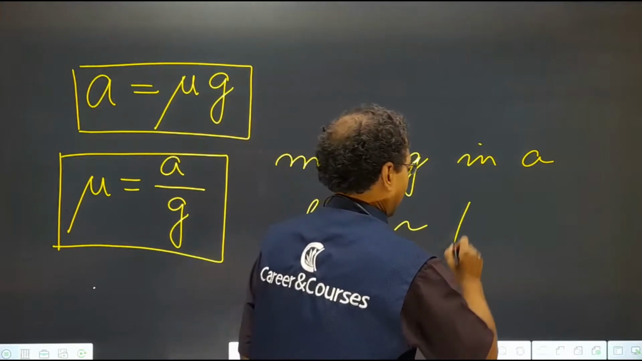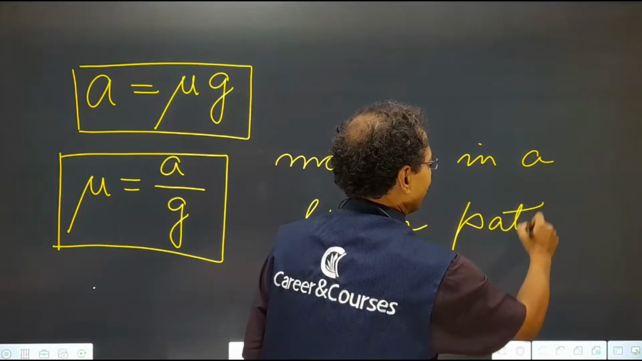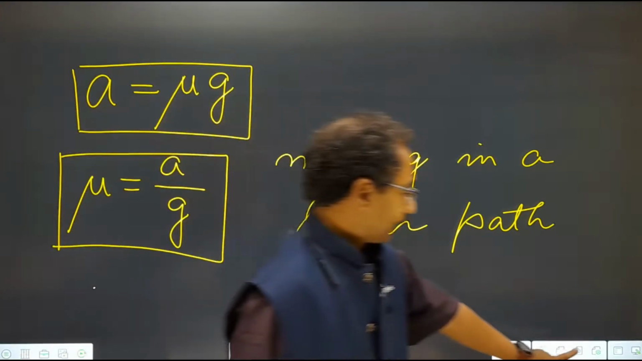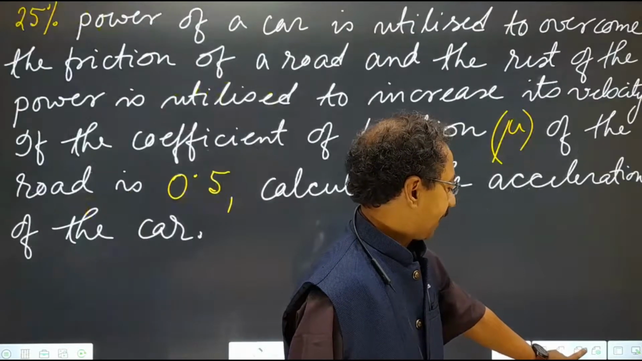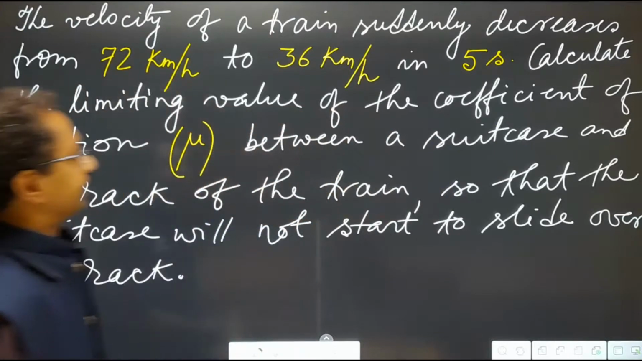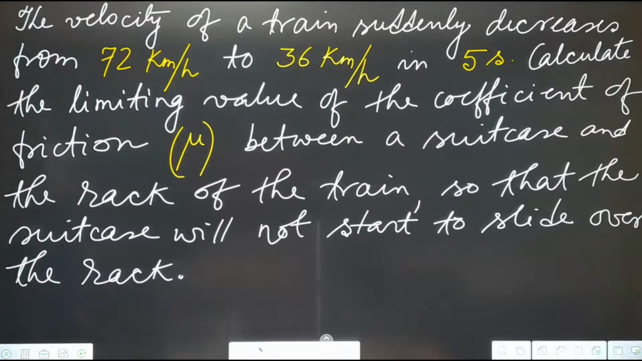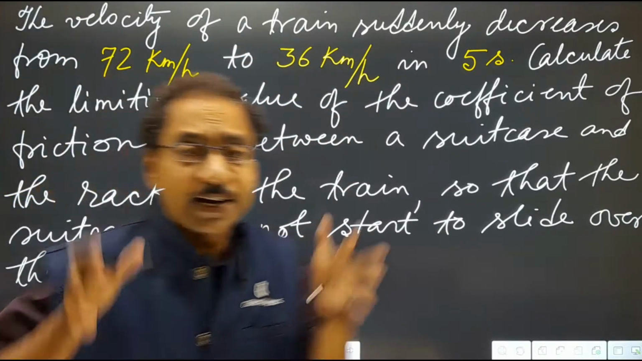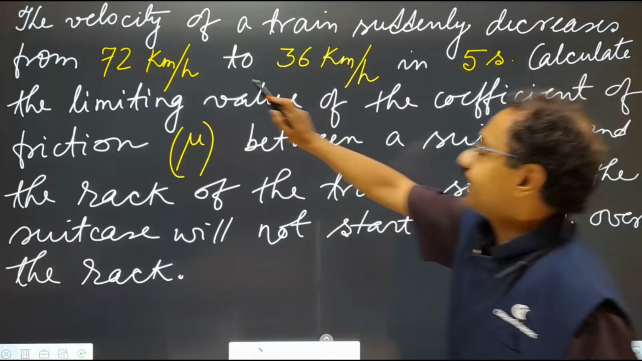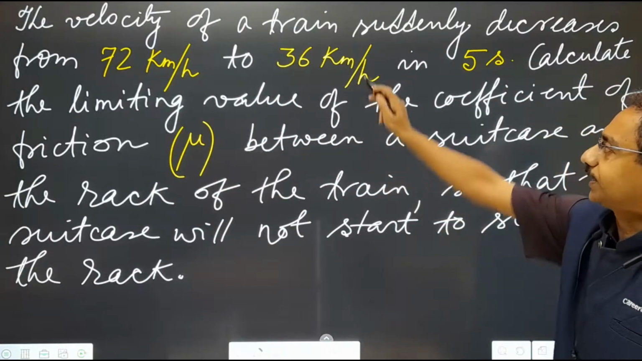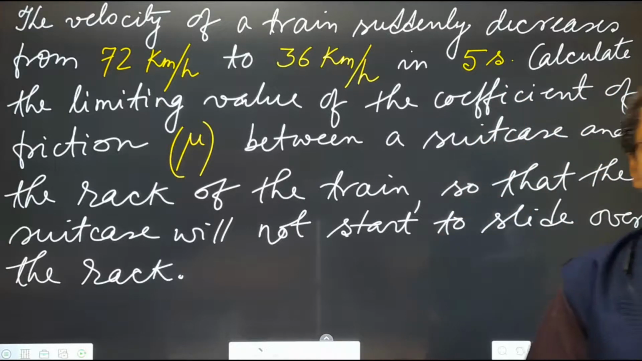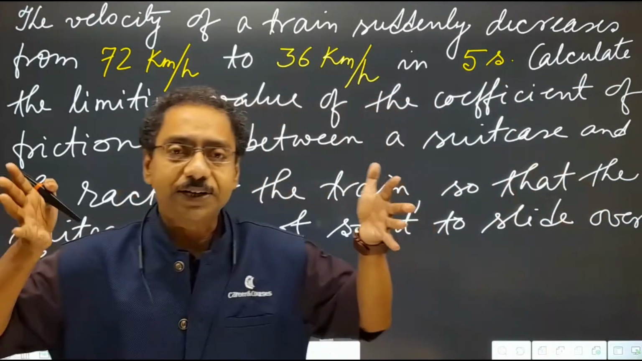We will discuss some examples here, from one question to another, to see how the shortcut tricks can be utilized. Let's see. Suppose this is question number 1, a very simple question. The velocity of a train suddenly decreases from 72 km per hour to 36 km per hour in 5 seconds. So what happens when the velocity of the train decreases?